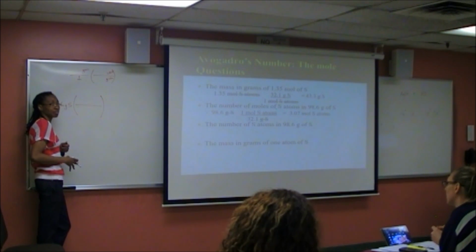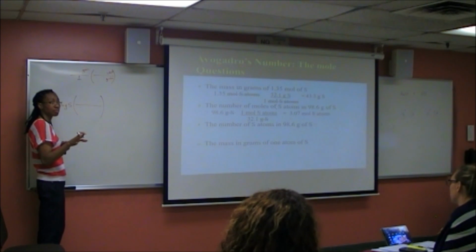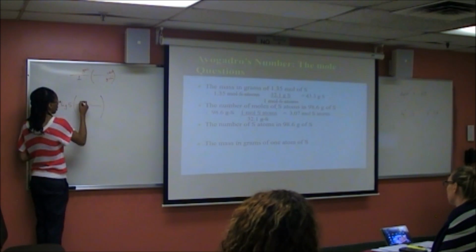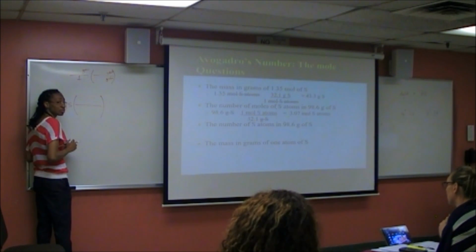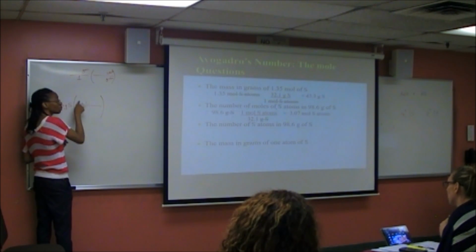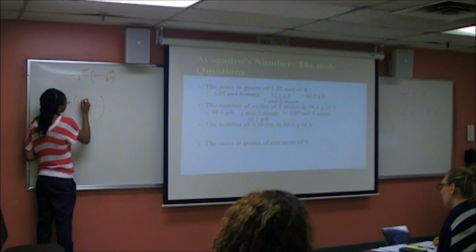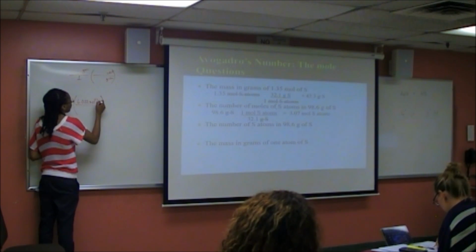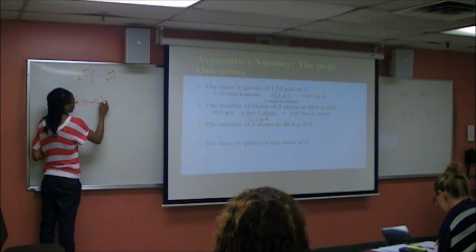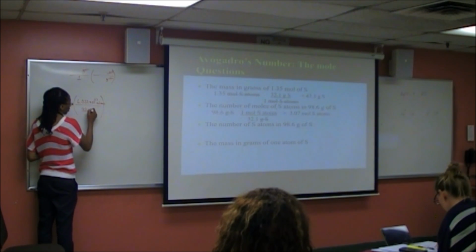Well, you have the moles you just calculated. So we have the moles already, and Avogadro's number at the top, because we're going to cancel, and divide by 32.1 grams of sulfur.